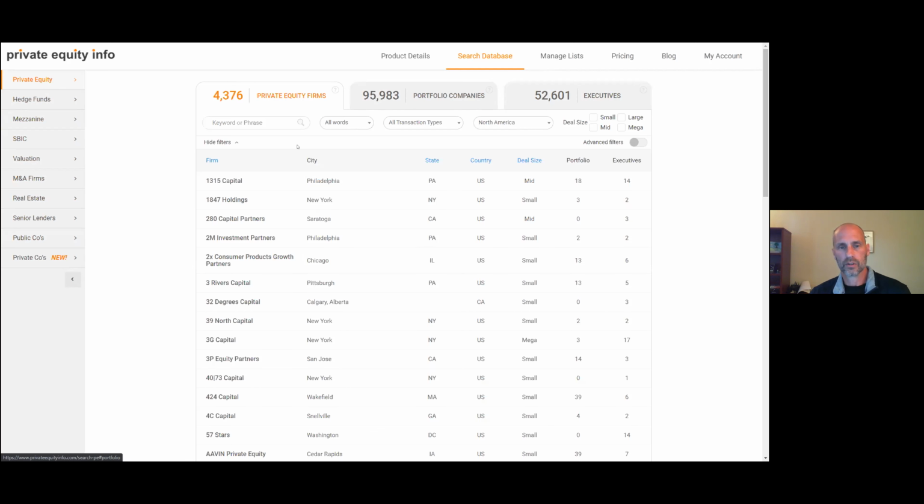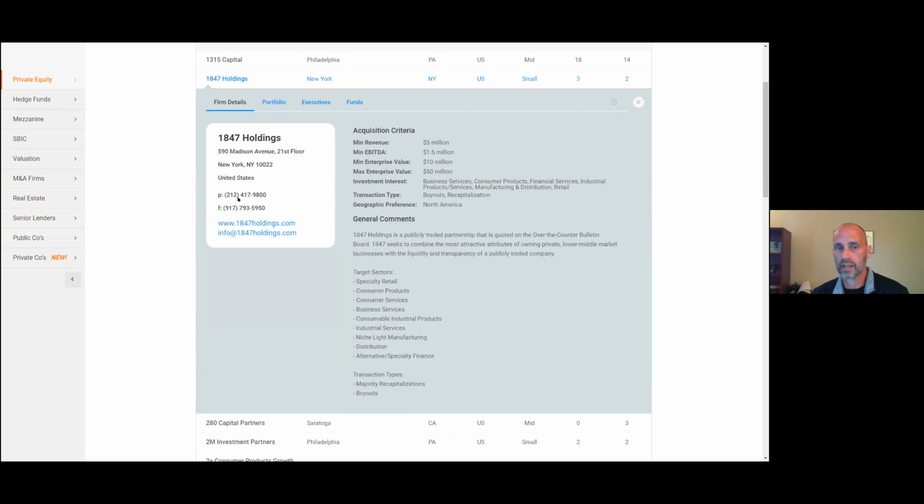Okay, so it begins with just an alphabetical list of firms. You can click on any one of these rows and it will accordion down and show you the details about that specific firm, right? So you have their contact information, you have their acquisition criteria, and I do want to note that the acquisition criteria metrics you see here for the firms are for platform acquisitions. For add-on acquisitions, as you know, it could be any size.